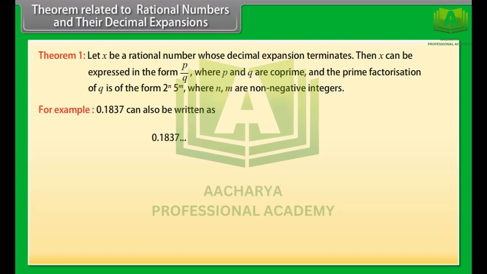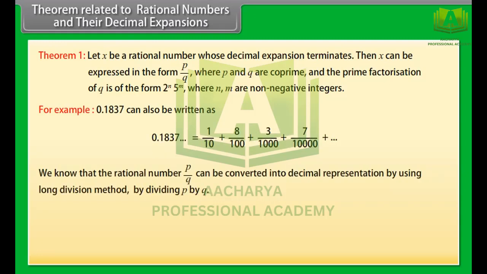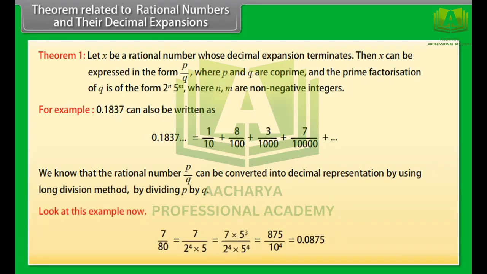0.1837 can also be written as a fraction. We know that the rational number p upon q can be converted into decimal representation by using the long division method, by dividing p by q. Look at this example now.